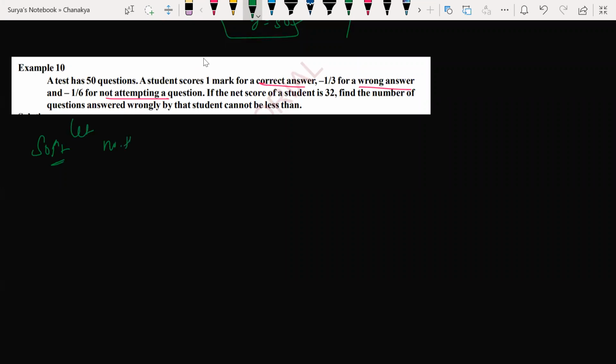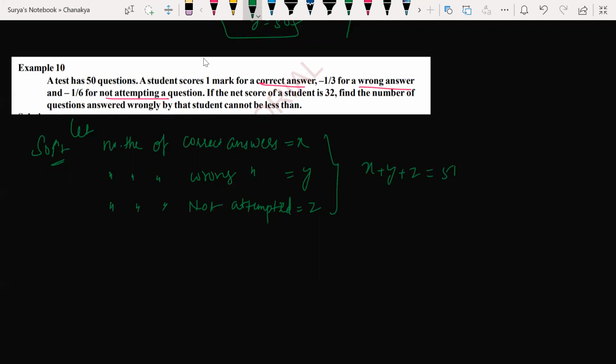Let the number of correct answers be x. Number of wrong answers is y. Number of not attempted is z. So summation of all this is what? 50 questions.